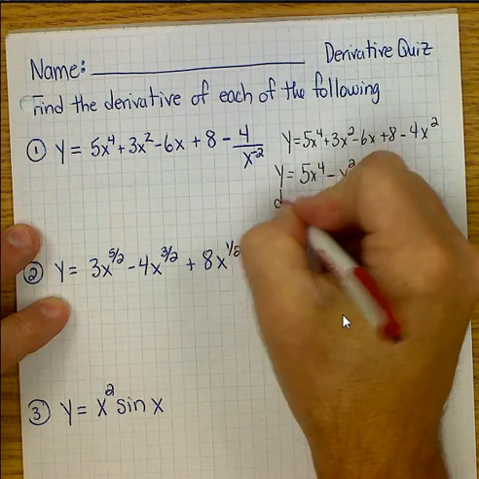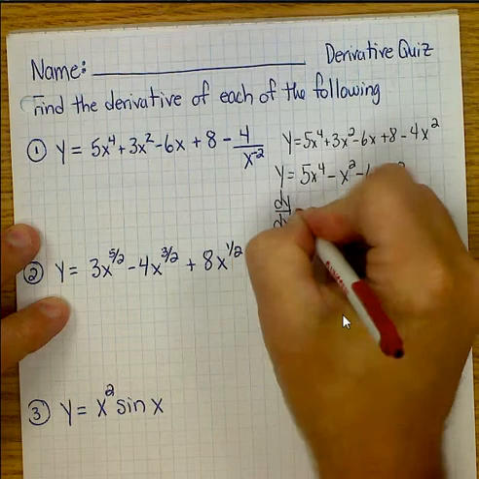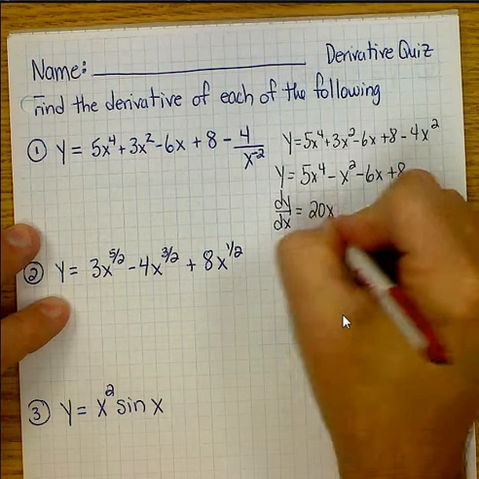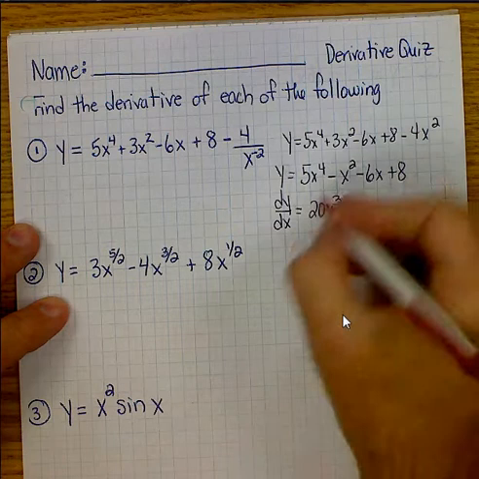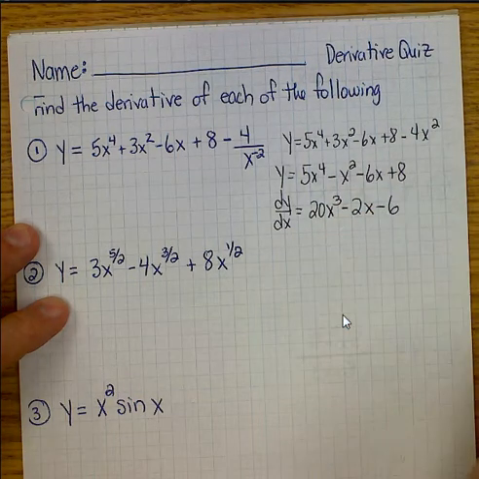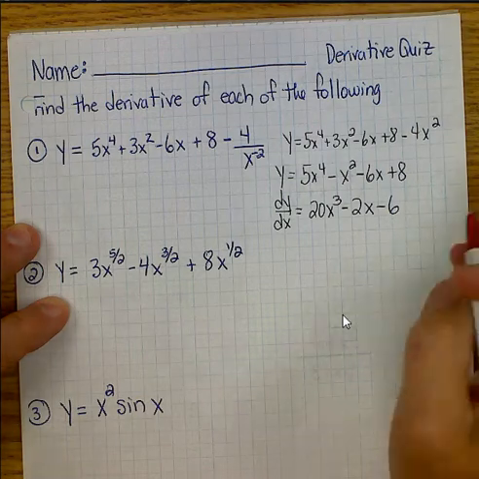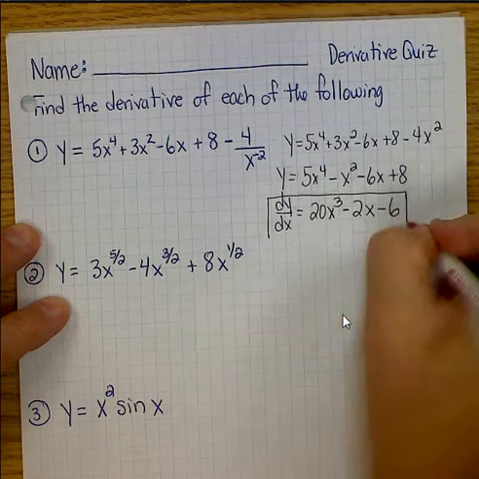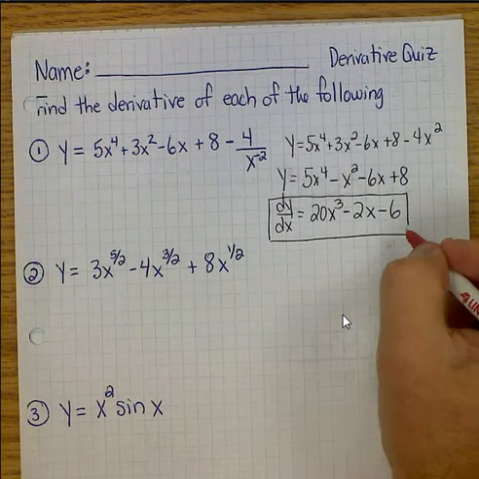Now I can take this derivative very, very easily. dy dx is going to equal 20x to the third minus 2x minus 6. Okay, and that should be the final answer.